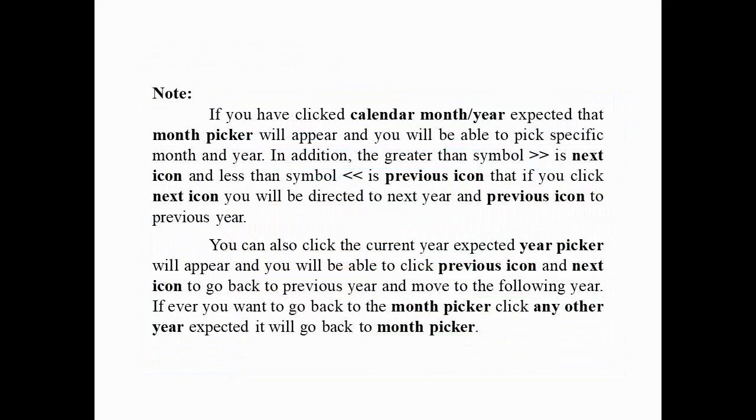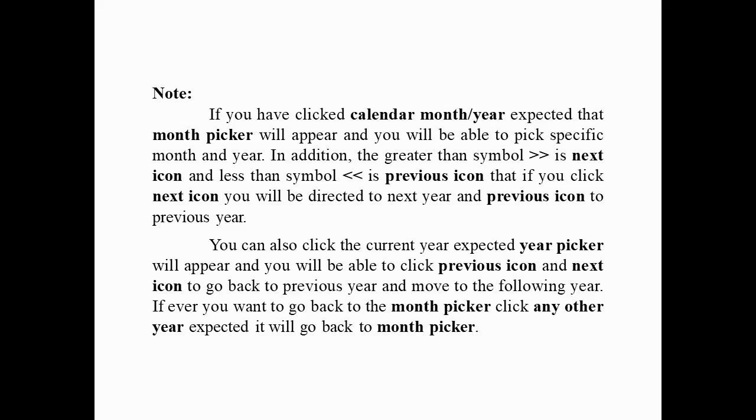Take note, if you have clicked Calendar Month per Year, expected that month picker will appear, and you will be able to pick specific month and year. In addition, the greater than symbol is next icon, and less than symbol is previous icon. That if you click next icon, you will be directed to next year, and previous icon to previous year.